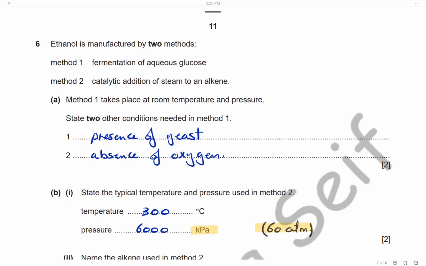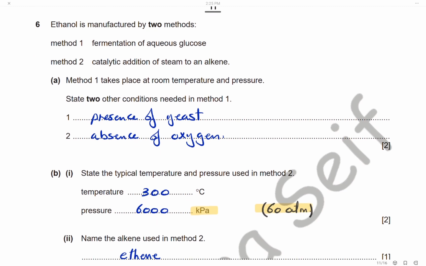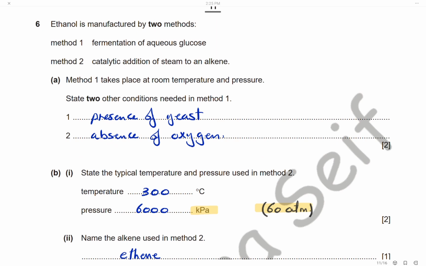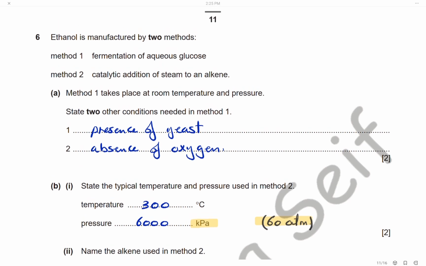Question 6. Ethanol is manufactured by 2 methods. Method 1, fermentation of aqueous glucose, and method 2 is catalytic addition of steam to alkene. Method 1 takes place at room temperature and pressure. State 2 other conditions needed in method 1.